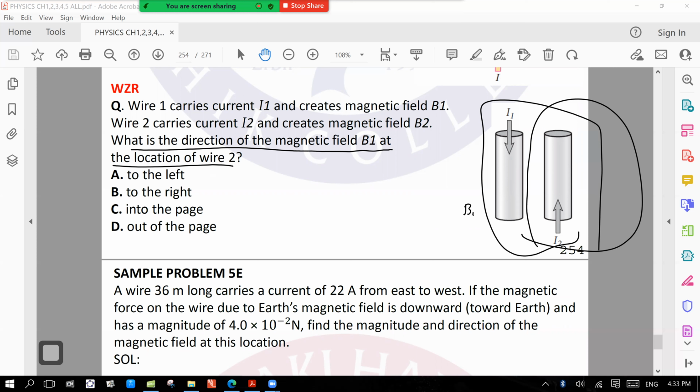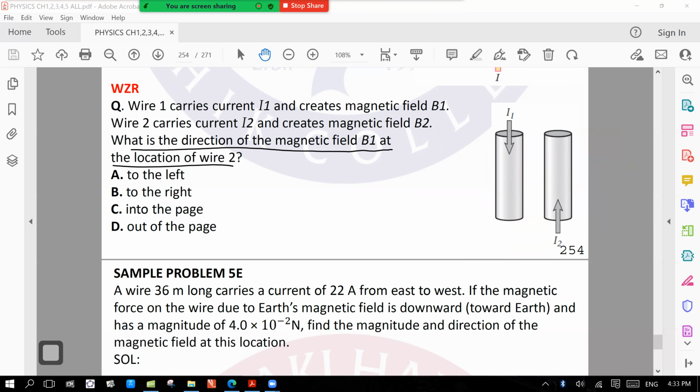Okay, so if I want to find B1 at that area, I have to see that this is going to be the direction of my thumb. And if it is the direction of my thumb, it means my forefinger is going to go into the board and come out from that side. This is all into, and from that side should be all out, isn't it? So when I say out, it means all of that side is going to be out.